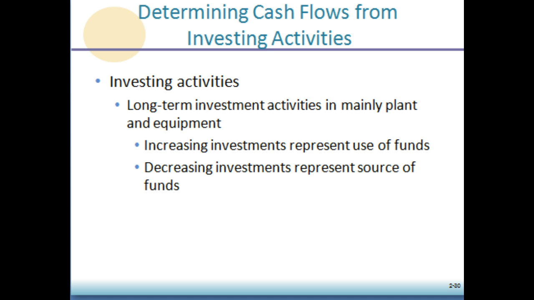Cash flows from operations, cash flows from investing, and cash flows from financing are combined to arrive at the net cash flows. The net increase or decrease shown in the statement of cash flows will be equal to the change in the cash balance on the balance sheet.